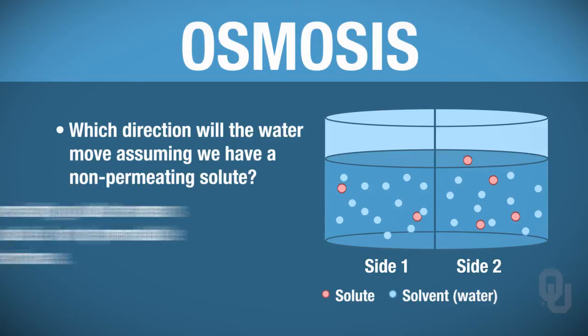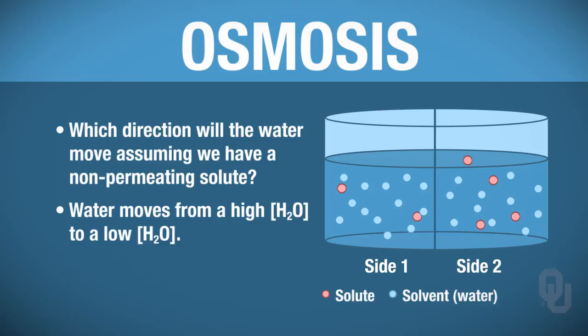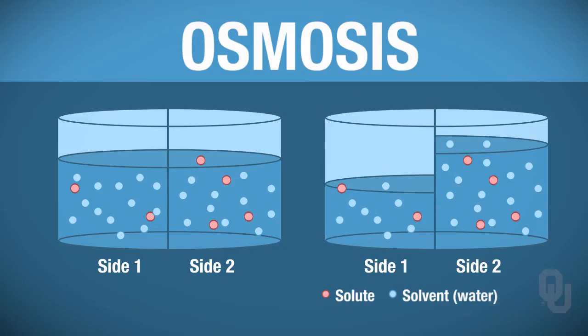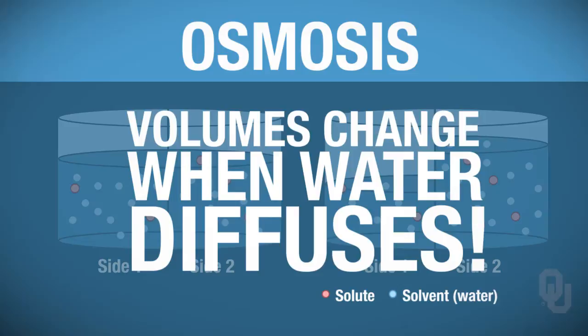Always remember, when water moves, it moves from a high concentration of water toward a lower concentration of water. So water is moving from side 1 to side 2. The result of that is shown here. You can see how the water level in side 1 went down and the water level in side 2 went up. So the volumes changed. That's an important concept. Volumes change when water diffuses.